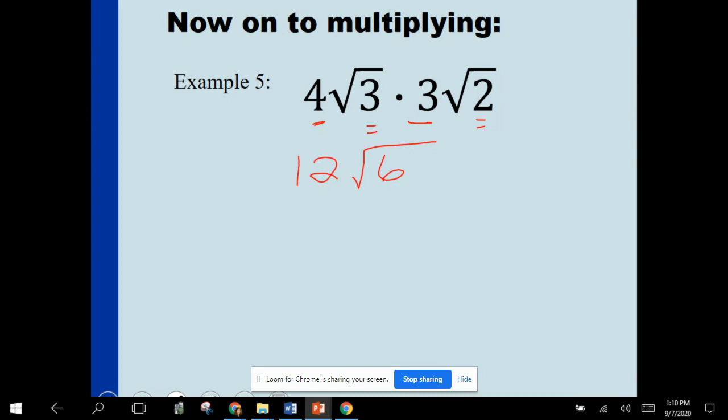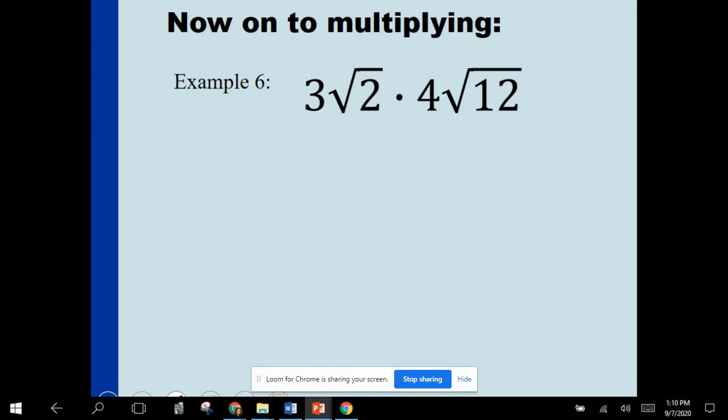Let's try another one. Okay. Once again, I'm going to multiply the coefficients together. Those are the steps. Write it down. Multiply the coefficients together. So the coefficients are 3 times 4. 3 times 4 is 12. And then I'm going to multiply the radicands together. 2 times 12 is 24.